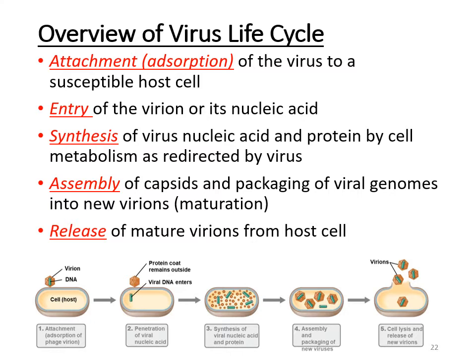Entry of the virion occurs if the virus is infecting an animal cell, so the whole virus will enter. But if it's infecting a bacterium like the figure on this slide, instead of the whole virion entering the host cell, only the nucleic acid will be dropped in. Once the virus particle or its nucleic acid is inside the host cell, it has to do what we've been saying over and over throughout this lecture, which is make more copies of its nucleic acid and make more copies of its protein.